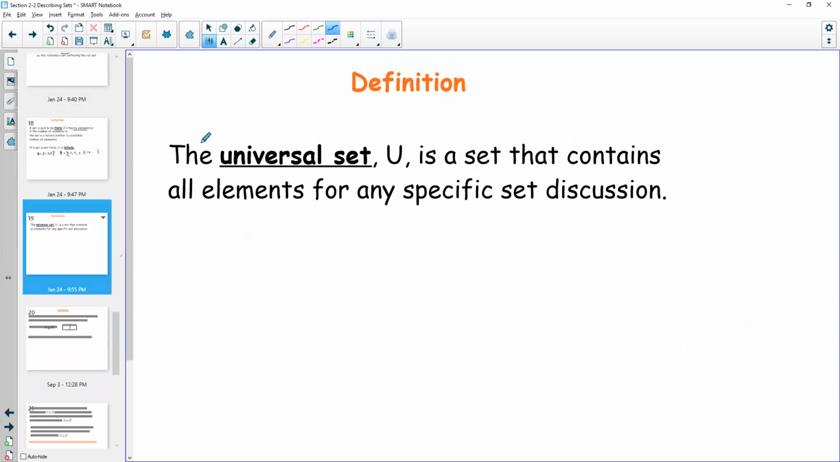The universal set is sort of the overarching set that contains everything for any discussion of sets. You'll see this more in a little bit, particularly in the next section, but that's what it's called. It's sort of the universe of whatever math you're working on.